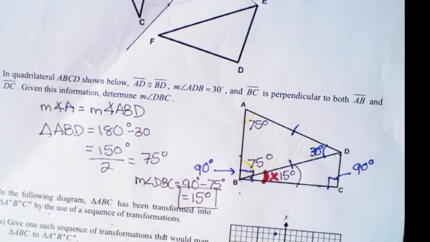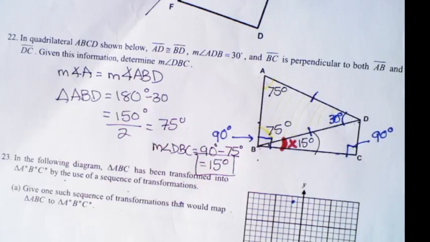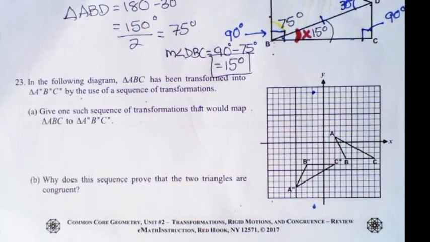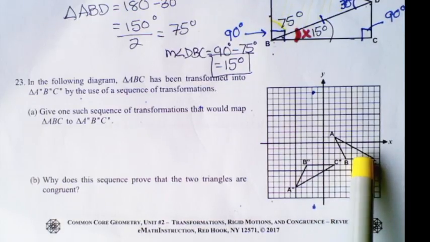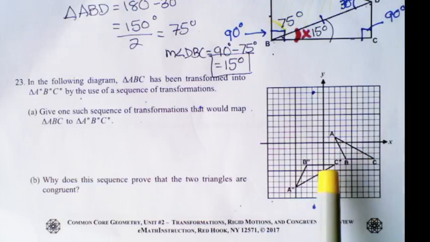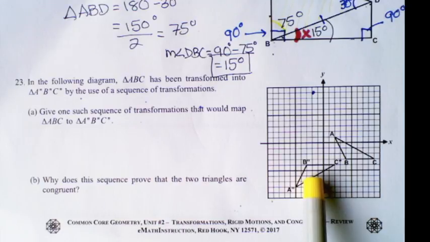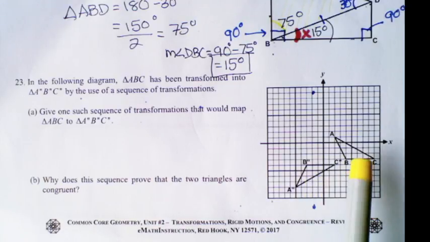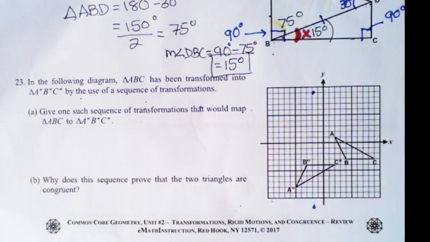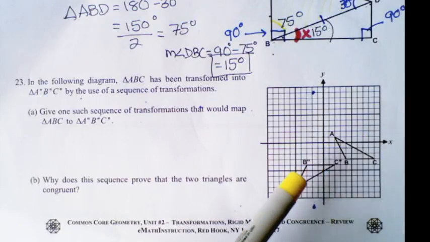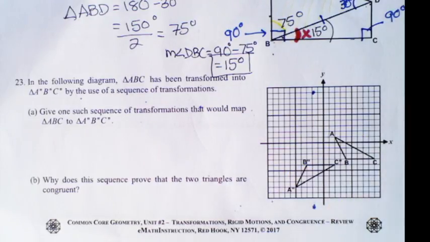Getting towards the end of this now, number 23. Okay, in the following diagram, triangle ABC, this one, has been transformed into this one, A double prime, B double prime, C double prime. How did it get from here to here? Give one such sequence of transformations that would map this one to this one. So there are a few possibilities.